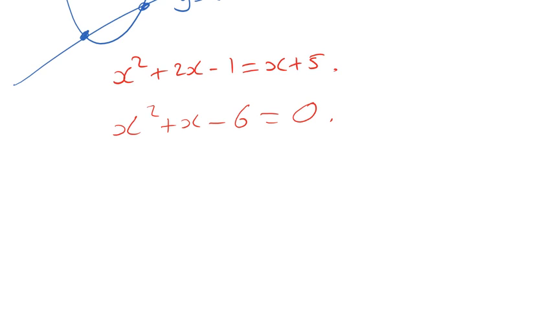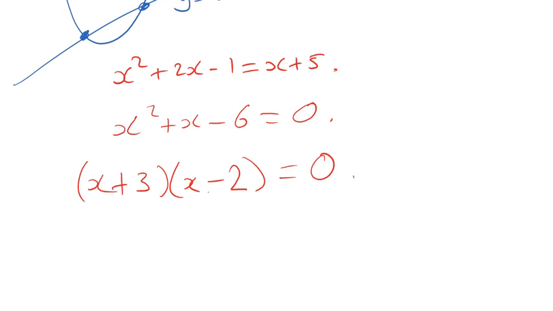Now we just got to solve that quadratic. I think I'm going to do this by factorizing because I have 1 as the leading coefficient. And it should be straightforward. I'm looking for two numbers that multiply to make -6 and add to make +1. This is going to be a +3 and a -2. So it's going to give me x values of -3 and +2.